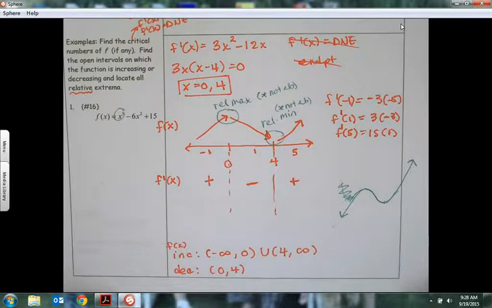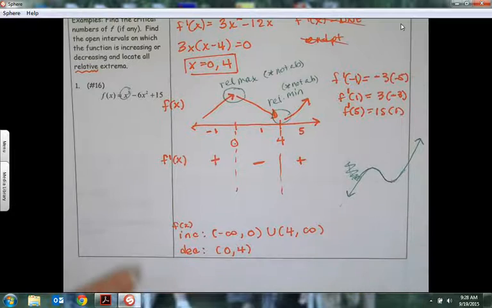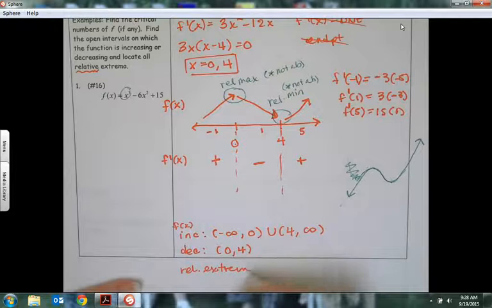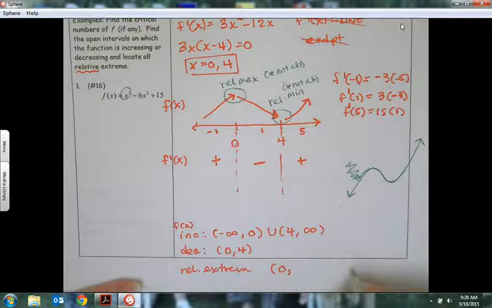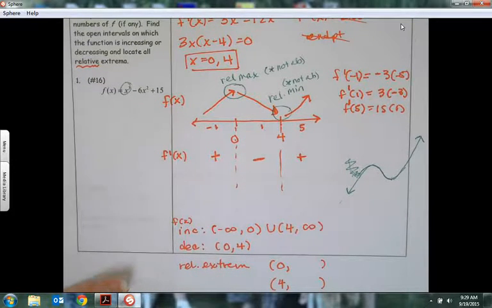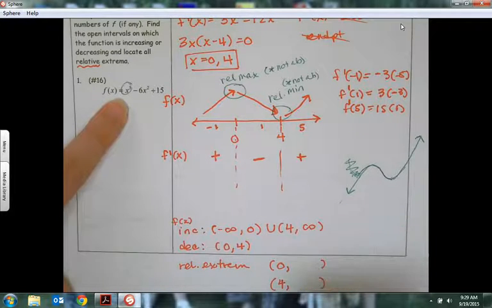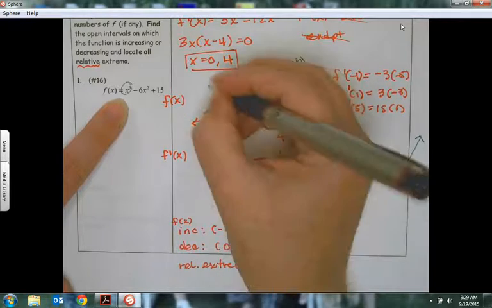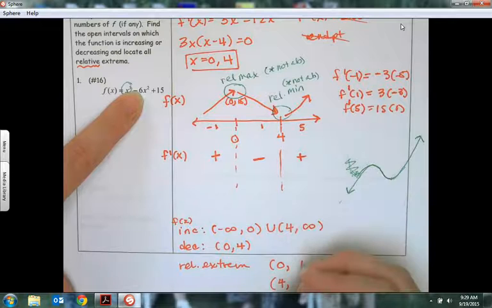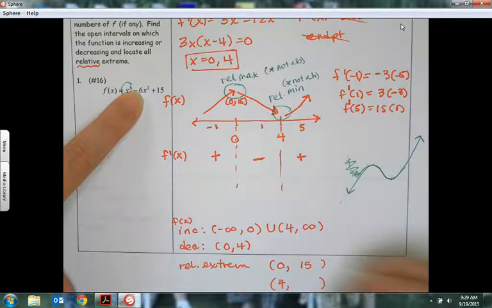All right, so it wants the relative extrema. So I have at 0 something, which I'm going to have to go find, and at 4 something, which I need to go find. So plugging in 0 into f of x, so up here I'm at 0, 15. And we know that that is a relative max.